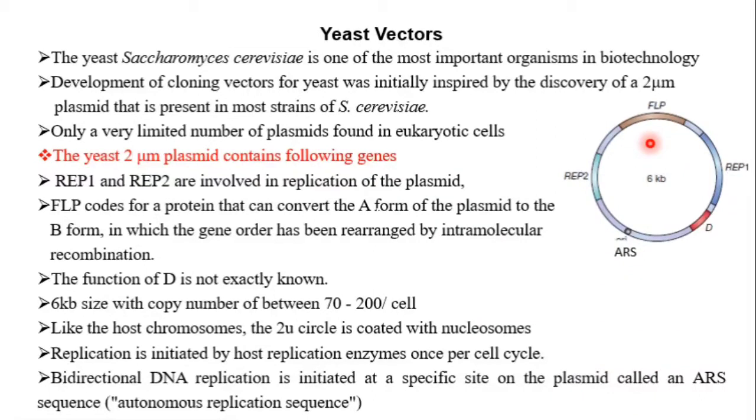And here you can see one more gene, the D gene. The function of this D gene is not exactly known yet. The size of this 2-micron plasmid is 6 kb.